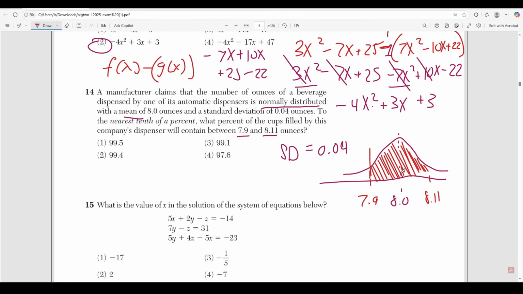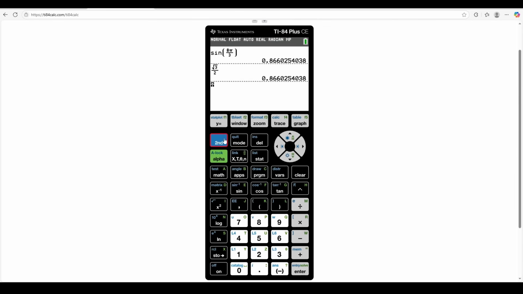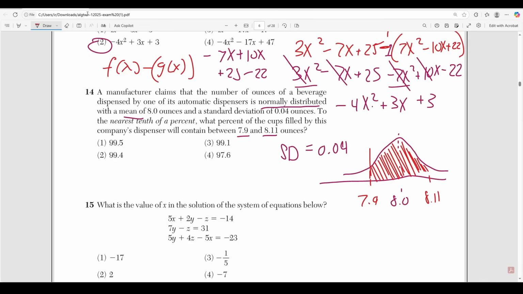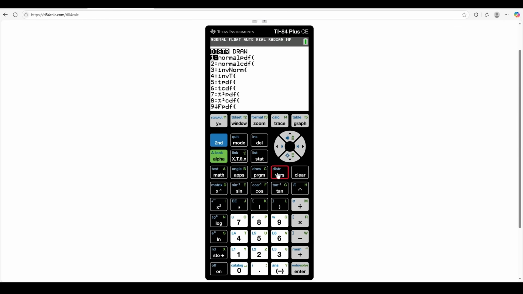And the answer is, you don't need to know this, the calculator will figure it out for you. So go into the calculator, press second vars, right, to get to distributions. Remember, it said that it's normally distributed. Guess what distr means, it's short for distribution.